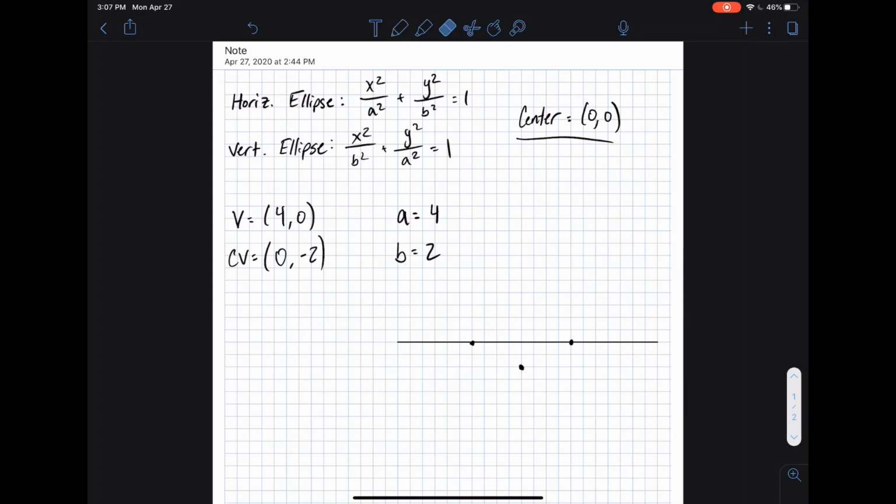And the other co-vertex is right there. You can see that if I were to draw an ellipse, sorry for my bad drawing, it's longer on the horizontal component than the vertical component. So this is a horizontal ellipse, and we'll use the top equation. So x squared over, we know that a is 4, so 4 squared is 16, plus y squared over 2 squared, which is 4, equals 1. So that's the answer to slide 7.